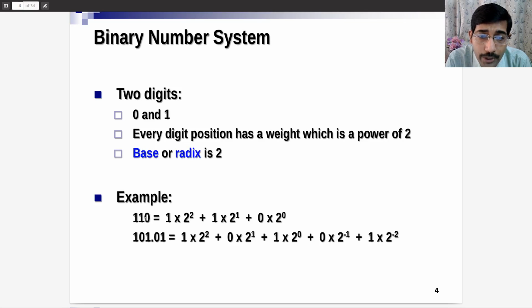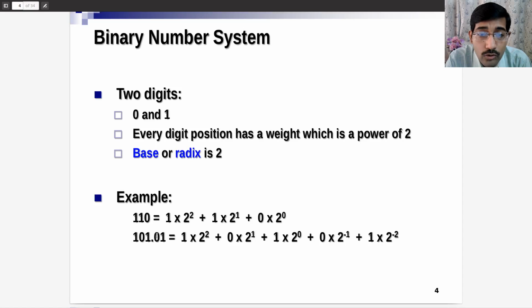So 0 into 2 to the power 0 is the decimal equivalent that contributes from this position, plus 1 into 2 to the power 1, plus 1 into 2 to the power 2. So this is basically 4 plus 2, 6, plus 0, that is 6. So in decimal, we have the value of this number as 6. For fractions, since in decimal we went from left to right with 10 to the power minus 1, here the base is 2.